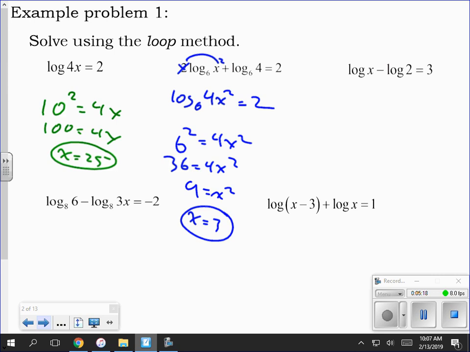Same thing. First I have to combine it into one logarithm. I have subtraction, so that converts to division. Log of x squared over 2 equals 3. Once again, this is a common logarithm because there's no base written. That means it's base 10. So that means I have 10 cubed equals x squared over 2. 10 cubed is 1,000. Times 2 gives me 2,000.